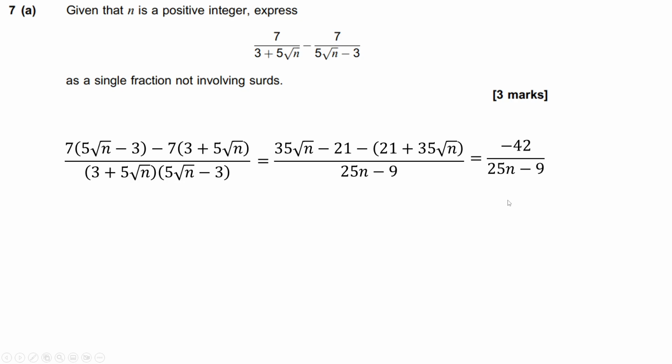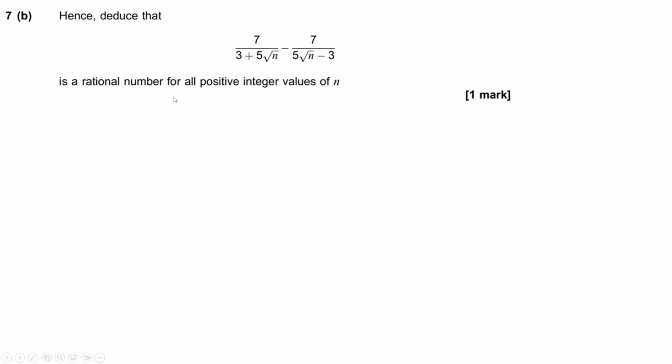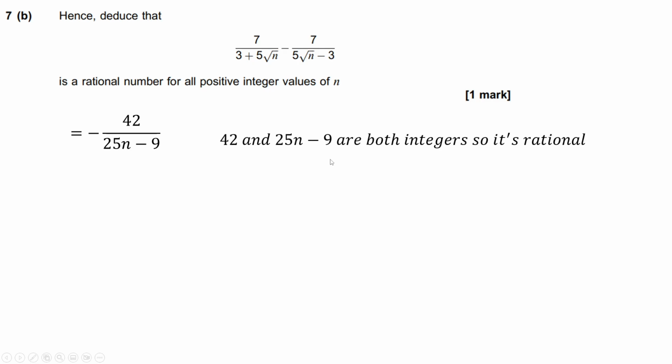I'm sure you know how to do that. You'll get this. Okay. Hence deduce that this is a rational number for positive integer values of n. We got this as our result. Well, it's just rational because 42, 25n, and minus 9 are all integers, right? There's nothing there that would make that irrational. It's not like there's no way to get 1 over 3, or 2 over some multiple of 3 that would give you a recurring decimal. And also we don't have any surds in there.